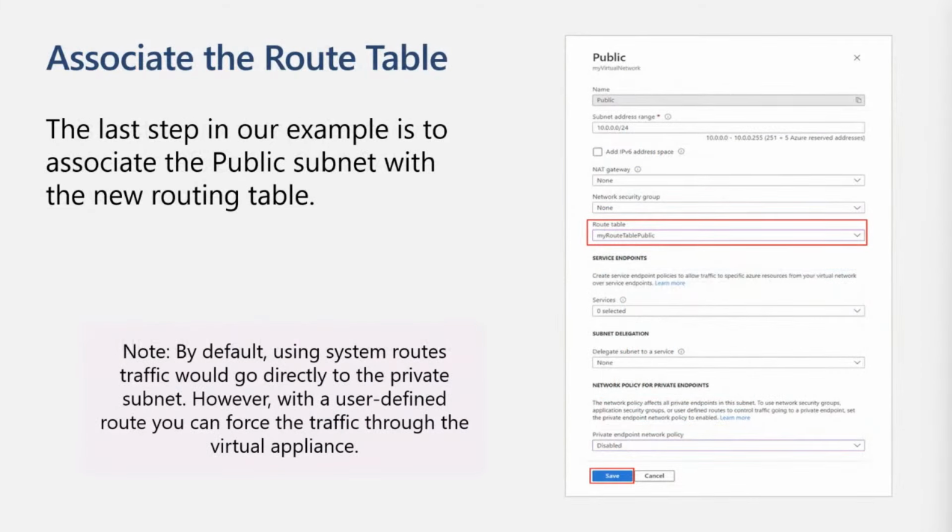So the last step, when you are associating the route table, in this image here, you want to associate the public subnet with the new routing table. By default, when you're using system routes, the traffic goes directly to the private subnet. However, when you're using a user-defined route or UDR, you can actually force the traffic through the NVA or the network virtual appliance. So we're going to look through what it means to actually do some forced tunneling in this next slide.